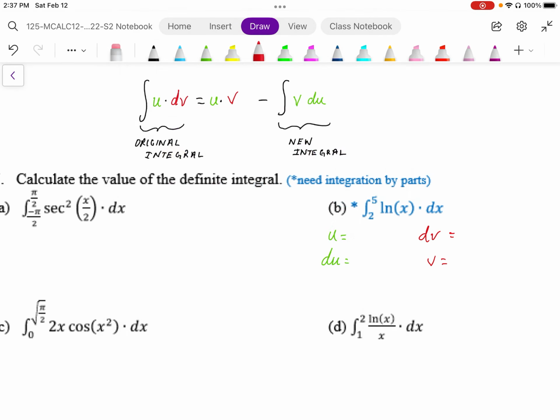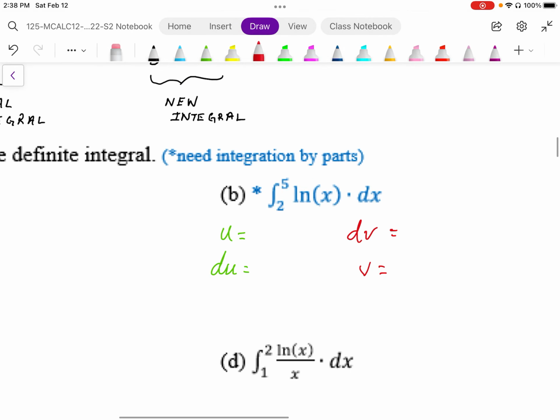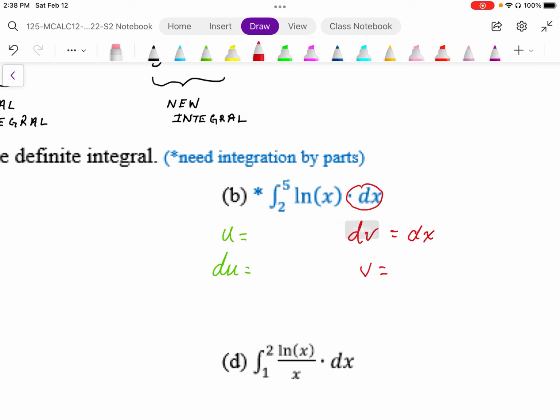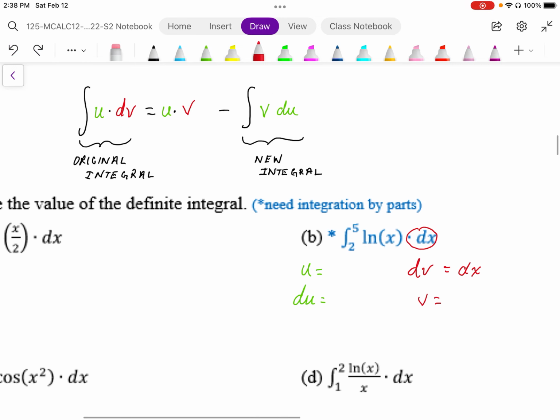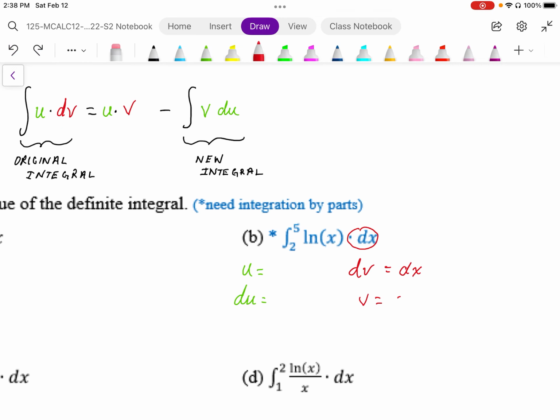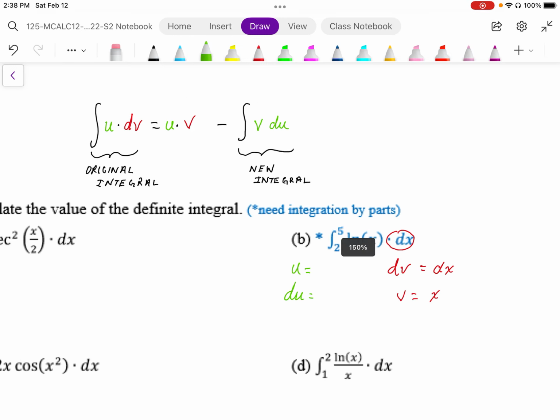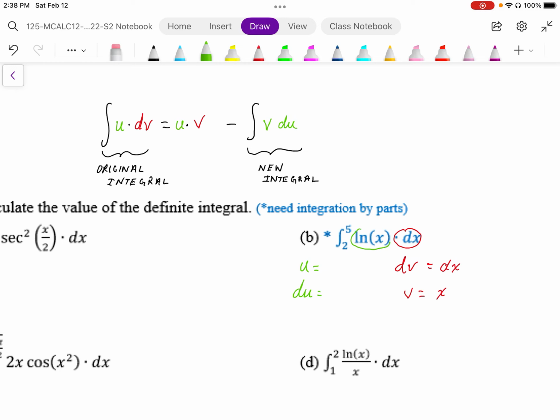And the way we choose these parts is that we always choose a dv that is the hardest that we are able to integrate. So in this case here, we can't actually integrate any of this. So the only part we can integrate is a dx part. So that's going to be the dv part in our formula. Okay, so that's the original dv here. And we then integrate that to generate the v part.